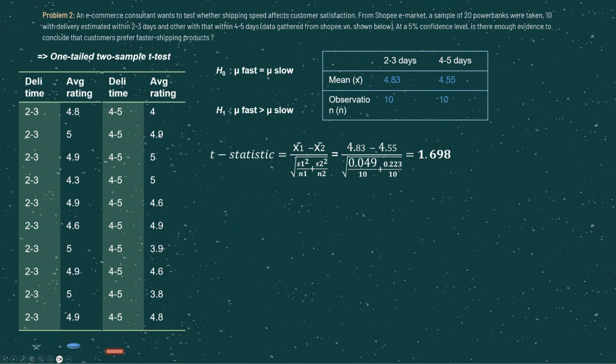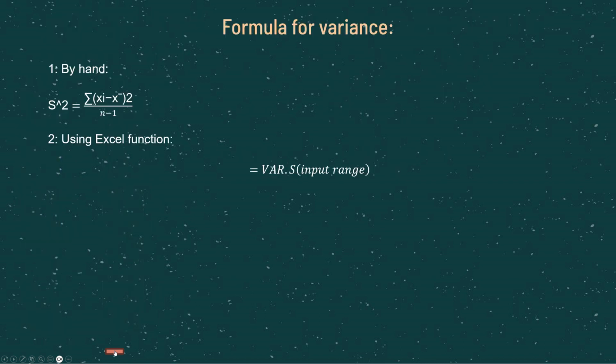The mean of group 1 minus the mean of group 2, all divided by the square root of the variance of group 1 divided by the observations of group 1 plus the variance of group 2 divided by the observations of group 2. There's actually a formula to calculate these variances, which is here.